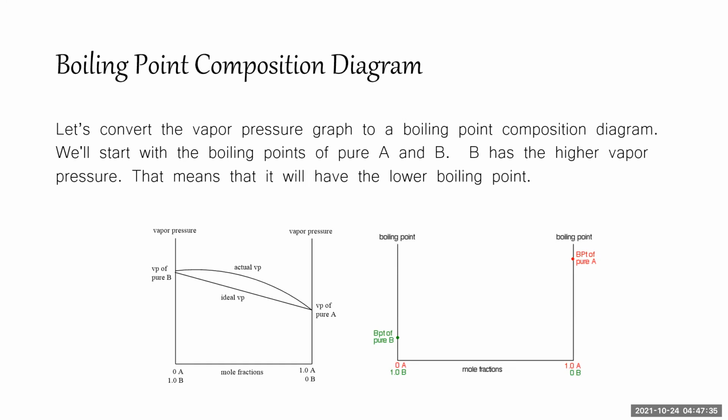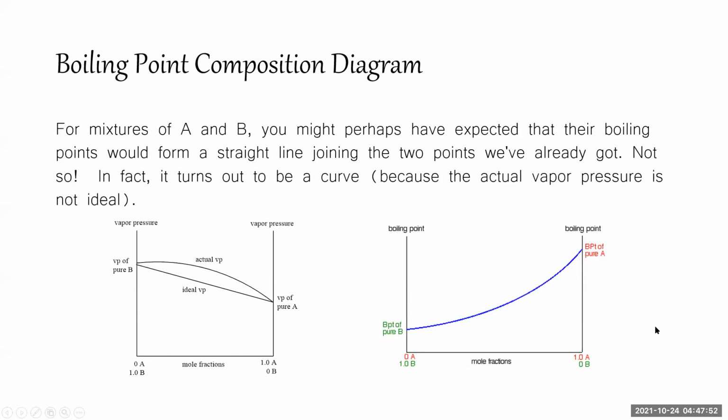So again, because vapor pressure and boiling point are reciprocally correlated, basically we just switch higher vapor pressure to lower boiling point. All right, for mixtures of A and B, specifically miscible mixtures, that's what we're talking about here when we use fractional distillation. You might perhaps have expected that their boiling points would form a straight line, joining the two points we've already got. Not so. In fact, it turns out to be a curve, again, because the actual vapor pressure is not ideal.